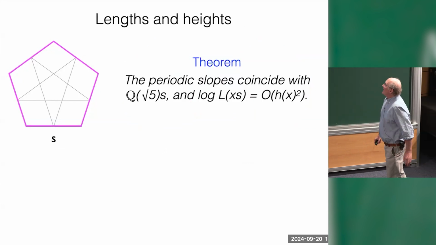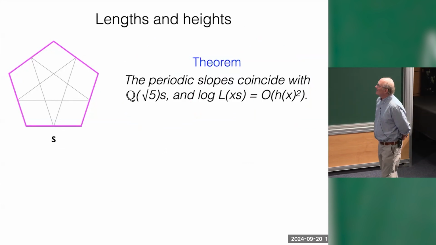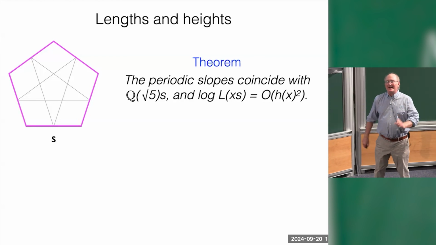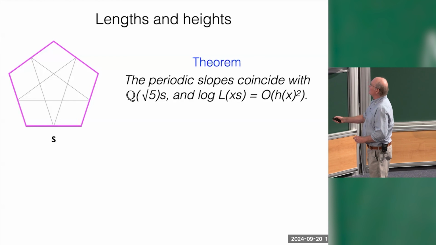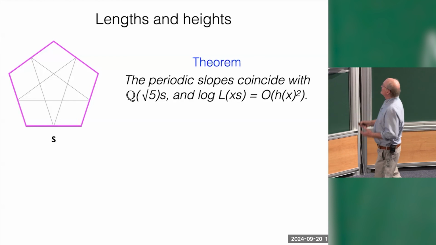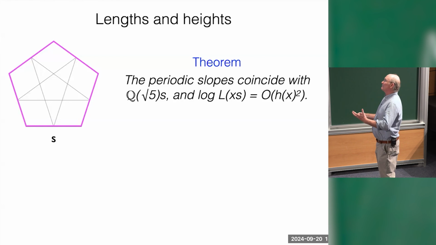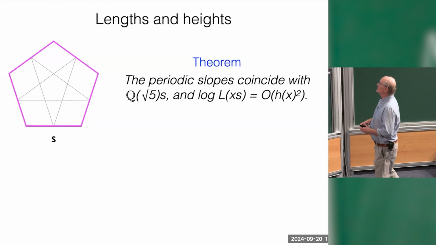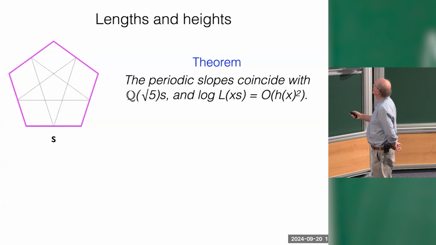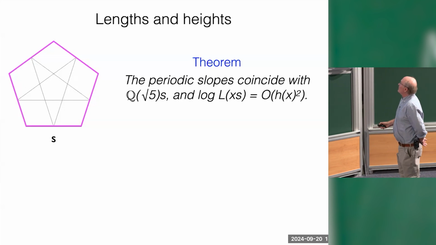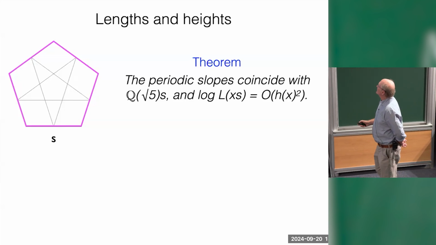Okay, so let's go on to a general theorem now. In fact, we know what the periodic slopes are in the pentagon. I had this initial slope S, which is the slope of one of the sides. And in fact, the periodic slopes coincide with multiples of it by elements of the field Q adjoin root 5. And moreover, there's an estimate for the length of the trajectory. Since it gets so large, I'll make an estimate for the log of the length. The log of the length can be bounded in terms of the height of the slope, the arithmetic height of this number in Q adjoin square root of 5.